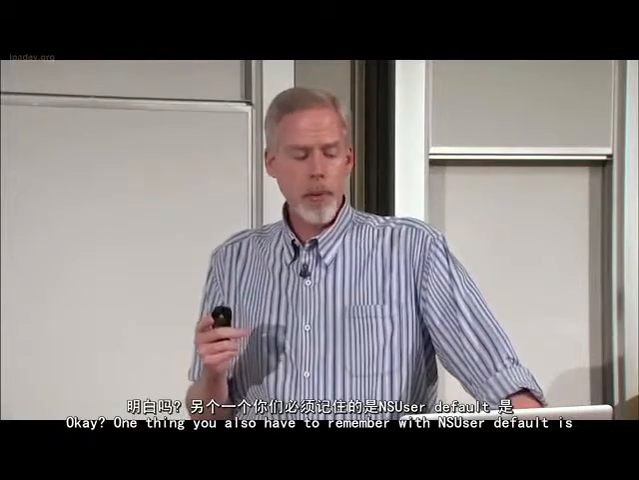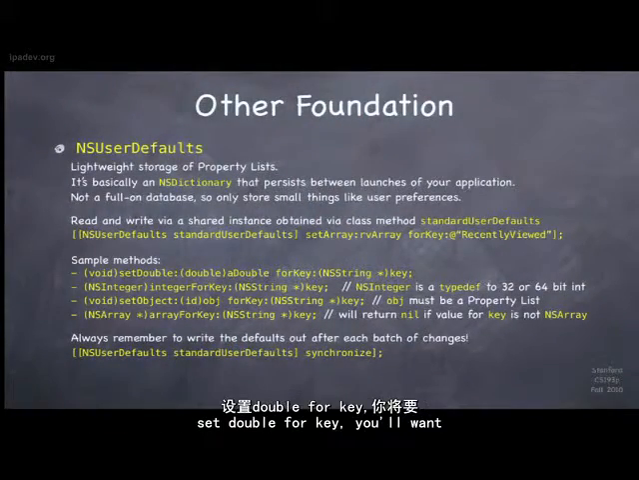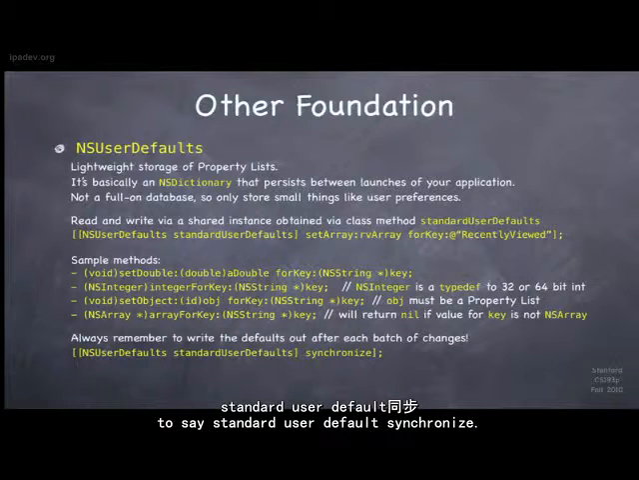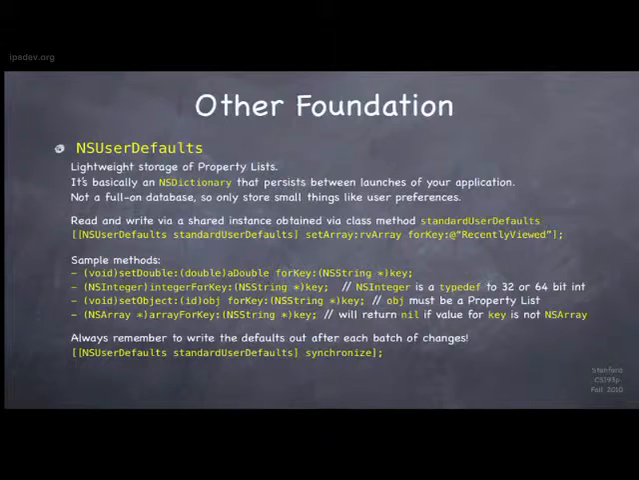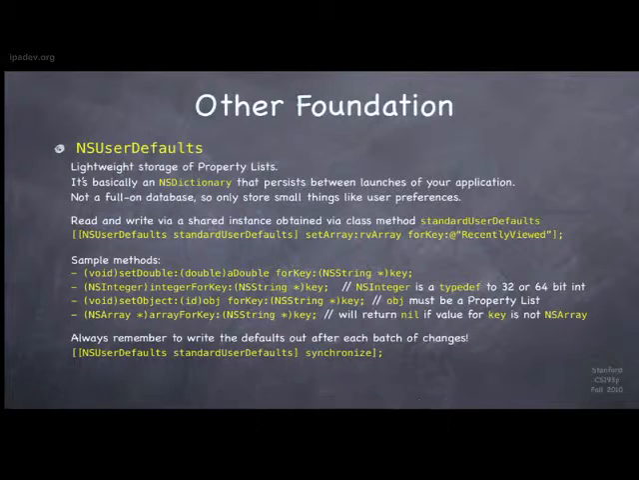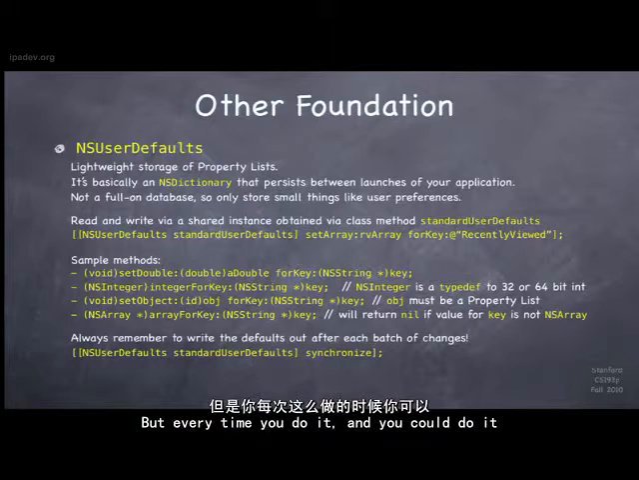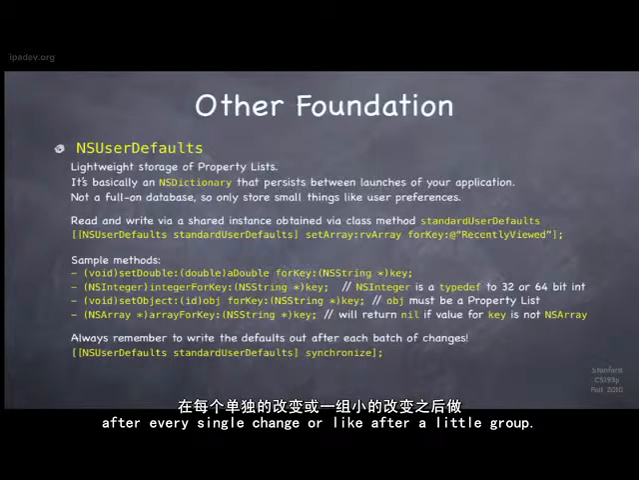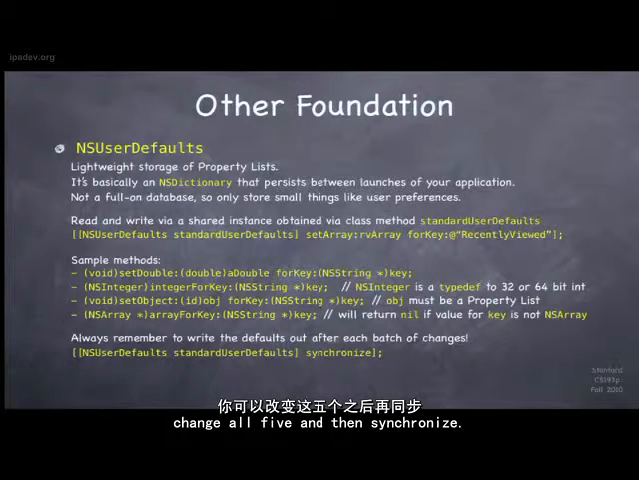One thing you always have to remember with NSUserDefaults is after you've made a batch of changes, you know, setDouble:forKey:, you want to say standardUserDefaults synchronize. Synchronize basically writes it out to disk. You can think of it that way. It also would read it in, although on the iPhone, when you're doing iOS programming, you really don't have to worry about that. As soon as you start asking for keys, it's going to read it in. Okay, but every time you do it, and you could do it after every single change or after a little group. If you're going to change 5 things at once, change all 5 and then synchronize. Okay?